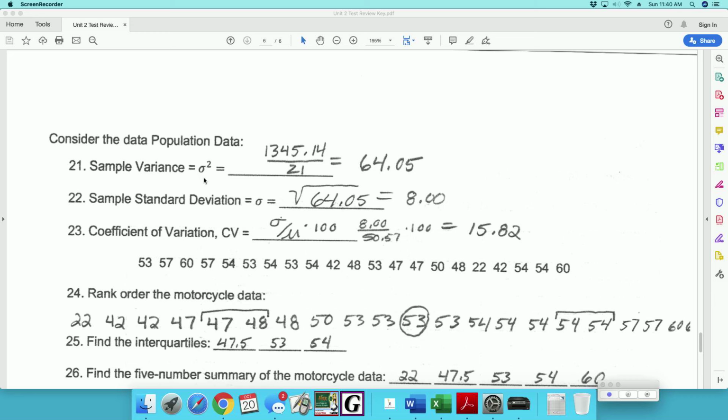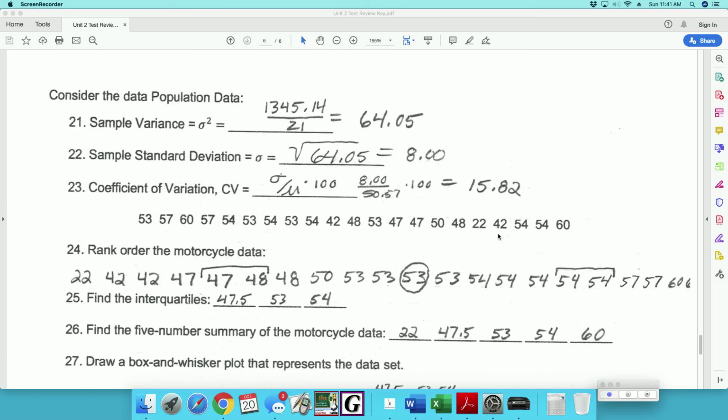The population variance, sigma squared, is the sum of the differences squared, 1345.14, divided by n, not n minus 1 as for the sample. This is n. The solution is 64.05. The standard deviation, sigma, is the square root of sigma squared, which is 8.00. The coefficient of variation is sigma over mu times 100, so 8 divided by 50.57 times 100. This coefficient of variation is 15.82.